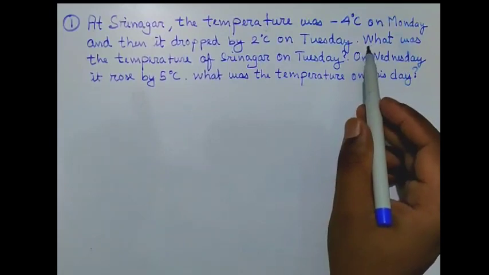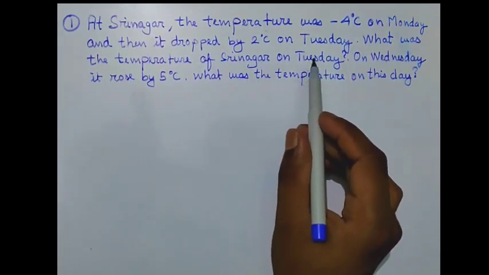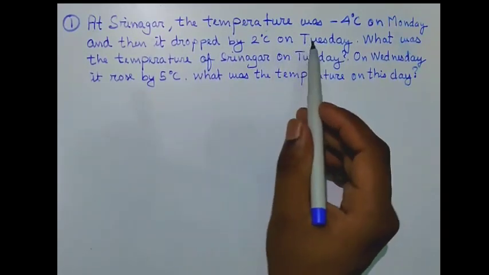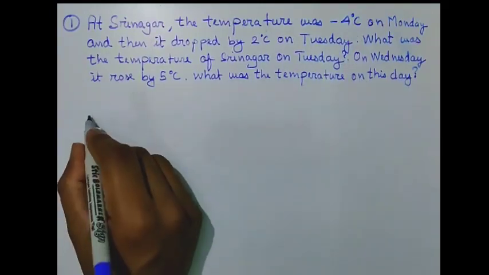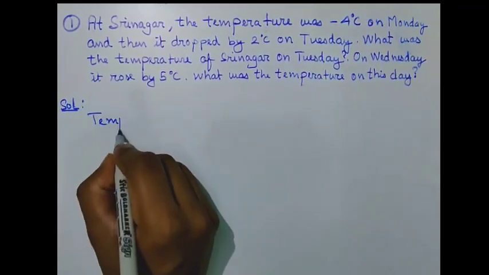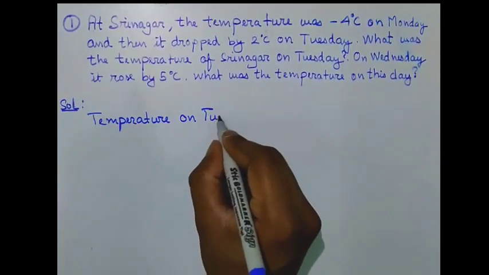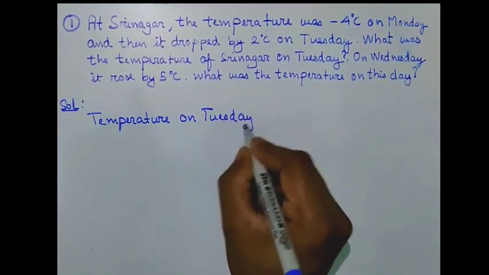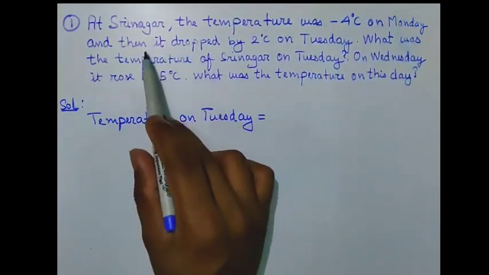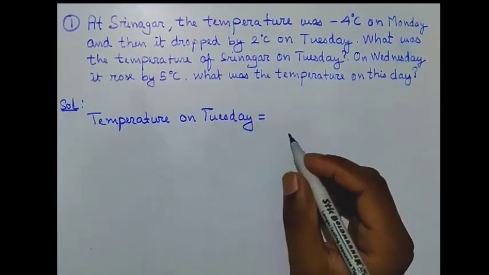So in the first case they ask what will be the temperature on Tuesday if it dropped by 2 degrees Celsius on Tuesday. So temperature on Tuesday will be equal to temperature on Monday, and the temperature further drops, means we'll have minus 2 degrees Celsius.